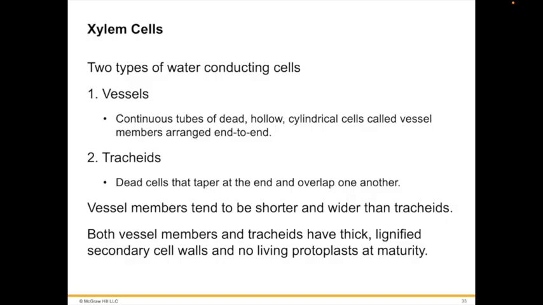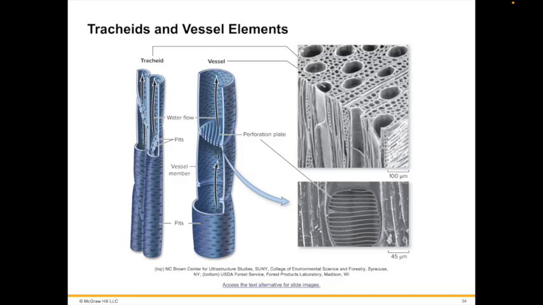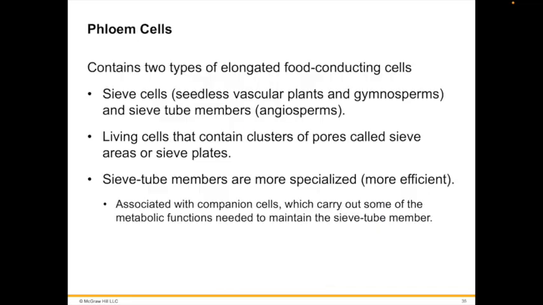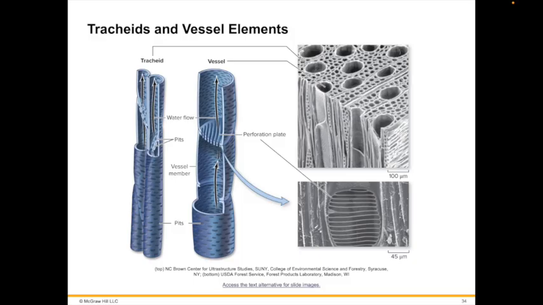Both vessel members and tracheids have thick, lignified secondary cell walls with no living protoplasts at maturity. Lignin is produced by the cell and secreted to strengthen the cellulose cell walls before the protoplast dies, leaving only the cell wall. Tracheids contain pits, which are small areas with no secondary cell wall. The primary cell wall is present but is water permeable.